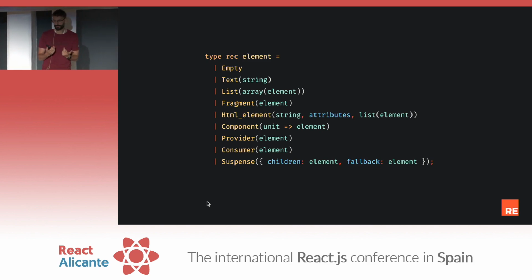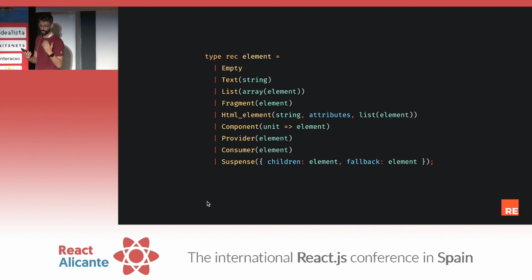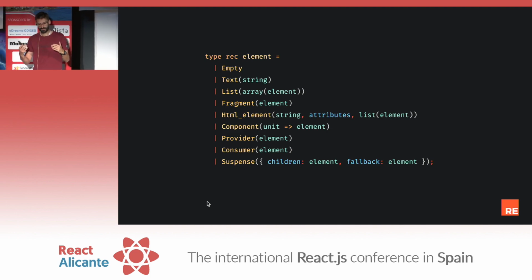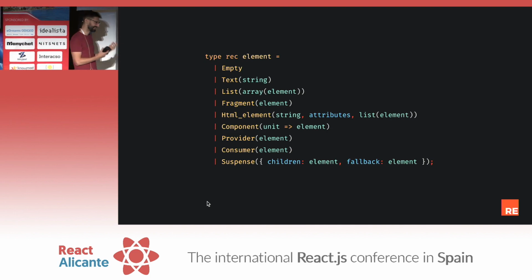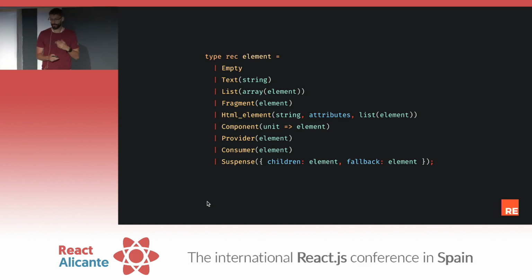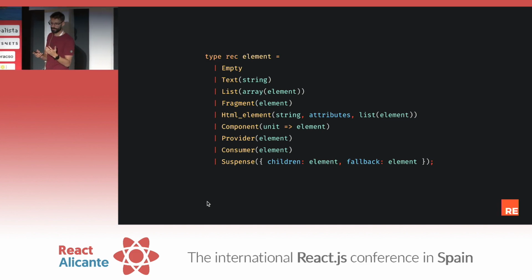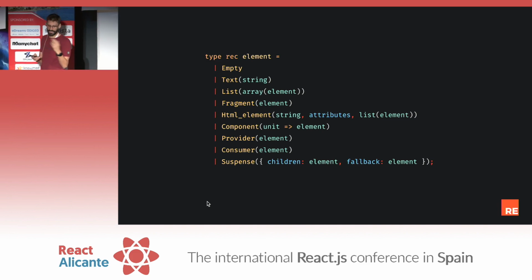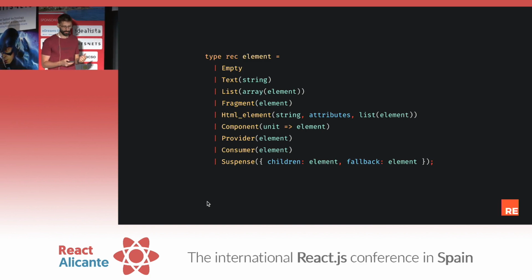This type is recursive, as you can see, because of course a component can render an element, or a fragment can contain an element, or a list can contain a list of elements. So it needs to be recursive, right? This is how React works. They have, of course, different implementations, but that's how React works.